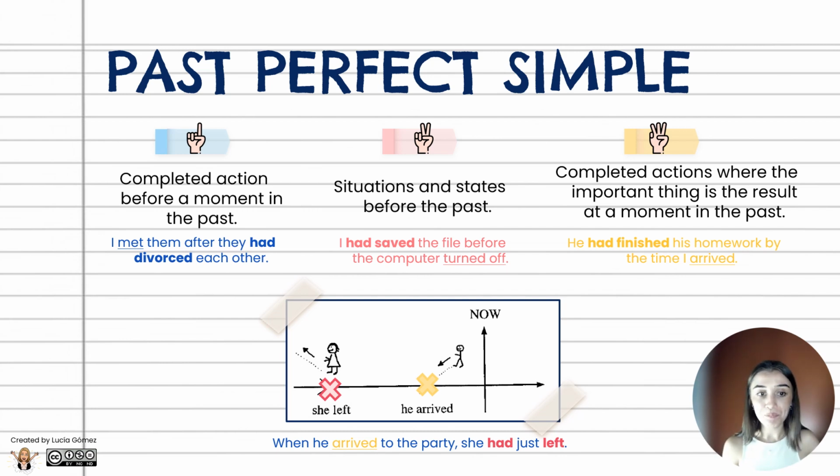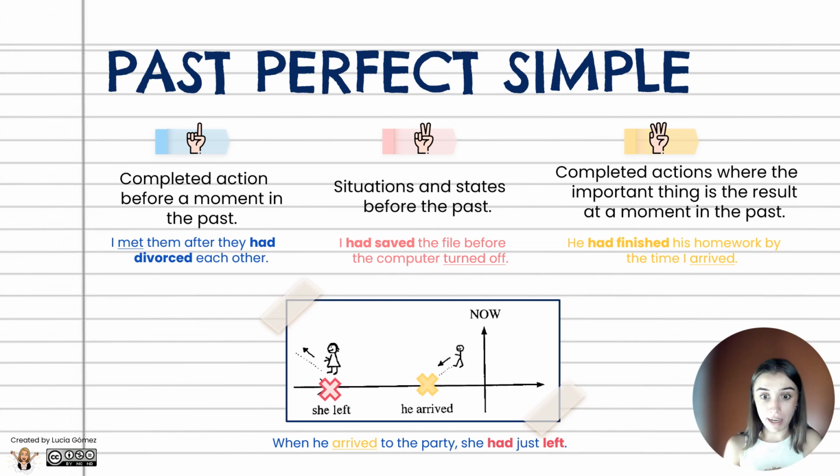If you pay attention, what we are presenting in all of these examples is this connection, okay, between past perfect, the action that happened before in the past or that happened first, and then the past simple. Just below with that image, you can also see another example where the example is basically when he arrived to the party, she had just left.